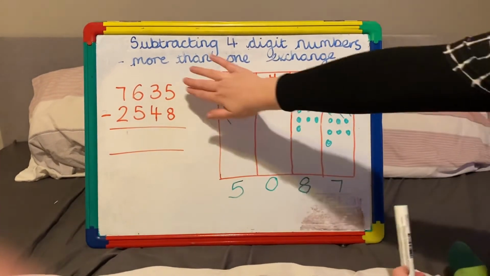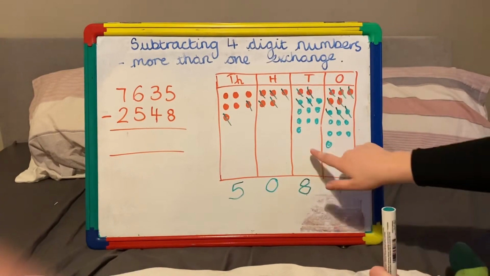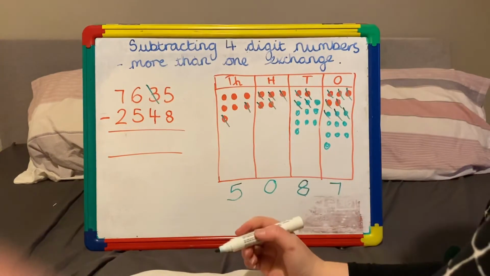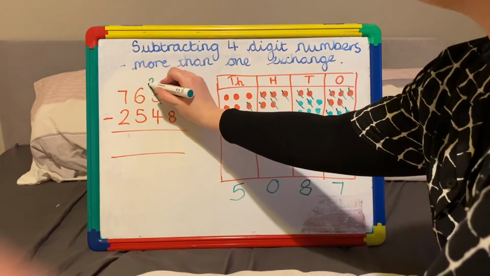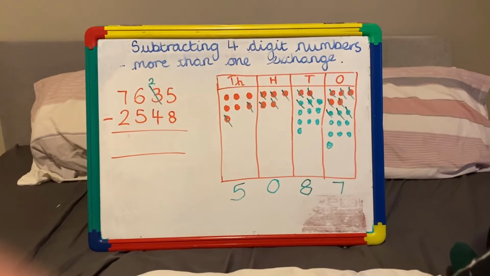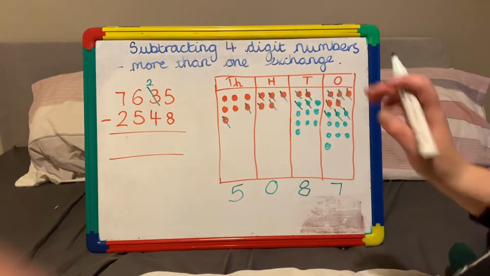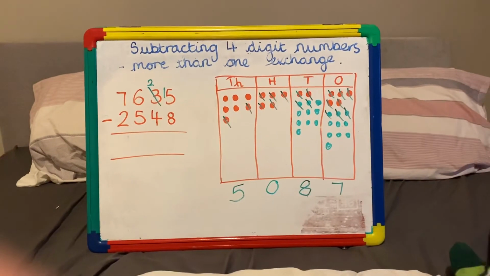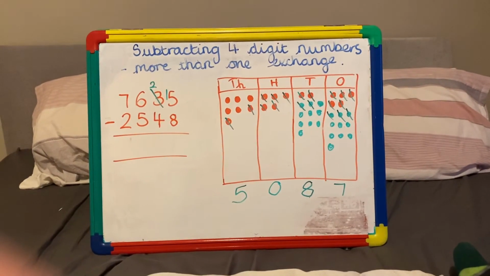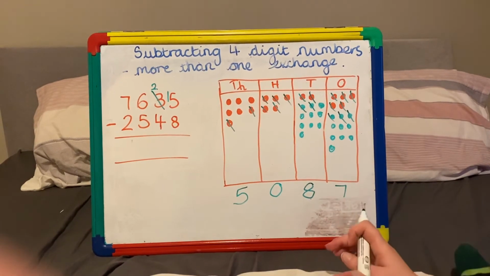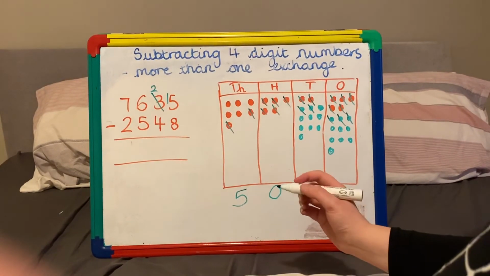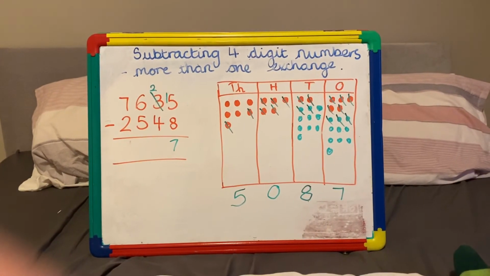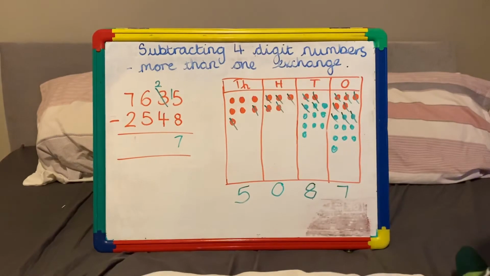So 5 take away 8. We know that we had to do an exchange here. So we are going to take from the tens column. That means I'm turning my 3 10s into 2 10s, and I'm moving that 10 across into the ones column. So now I have 15 take away 8. You can use your fingers if that helps you. 15 take away 8, it's going to be 7. My next column then, 2, because that's my new number.